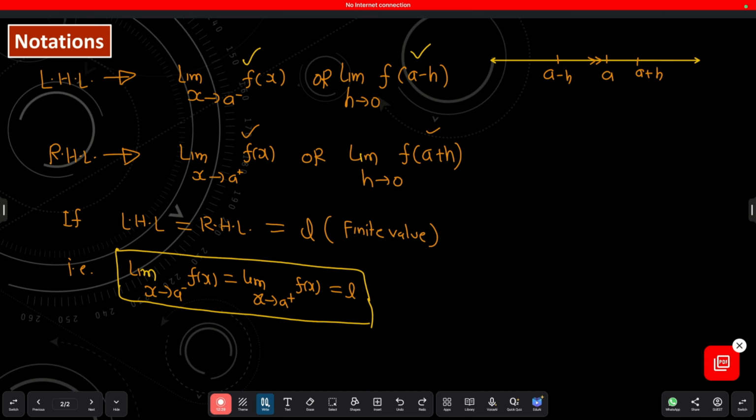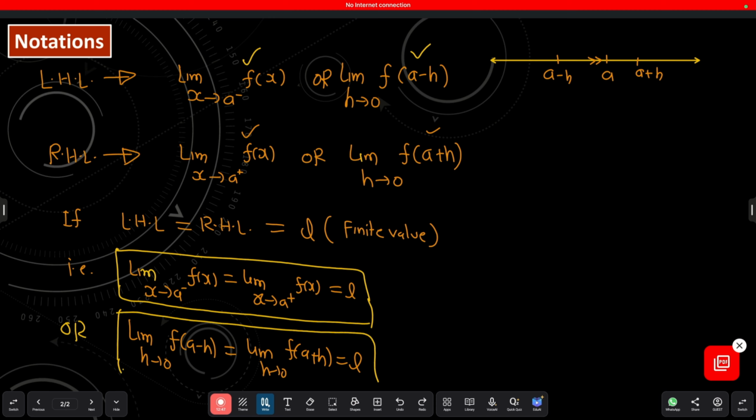And we can also write this notation: limit h tending to 0 f of A minus h, limit h tending to 0 f of A plus h equals L, and L should be finite. Then the limit exists. So till now we have just covered notations of limits.